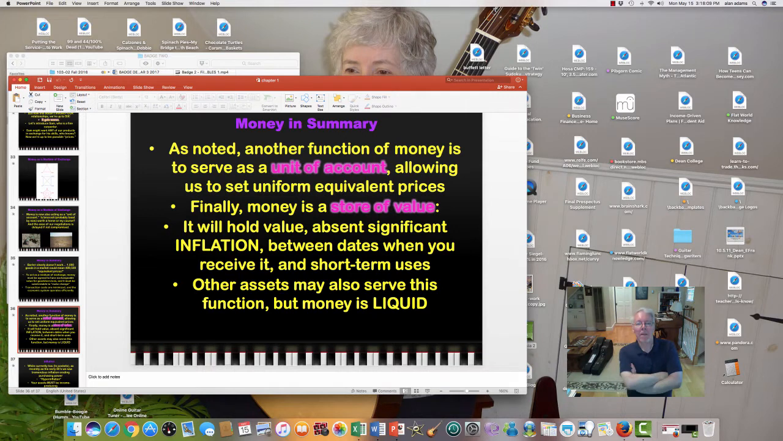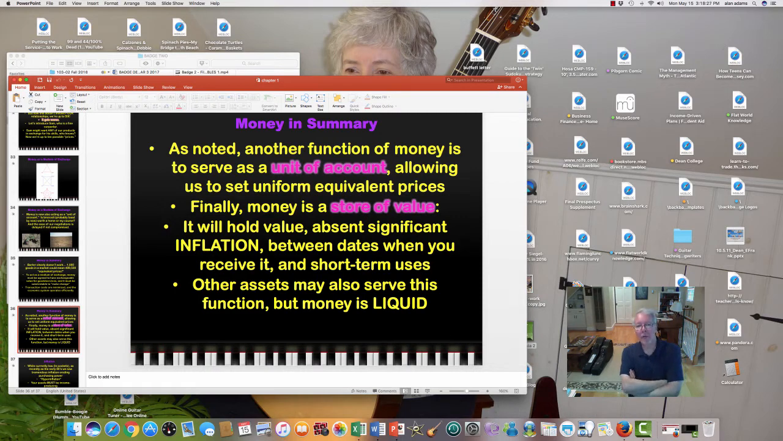Also, money is a unit of account. It allows us to go into a supermarket and say, this is how much I have to spend for a loaf of bread, a gallon of milk, a box of Twinkies, whatever. Okay, it is worth $2, $3.50, 75 cents, whatever.